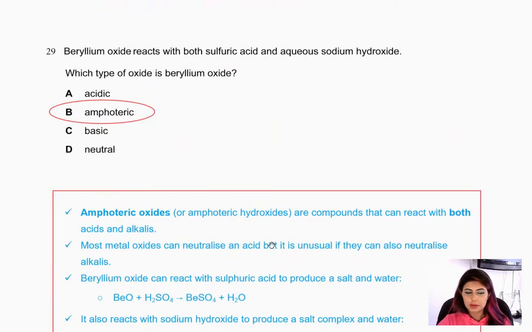29. What is the type of beryllium oxide? It says beryllium oxide reacts with both sulfuric acid and sodium hydroxide. So beryllium oxide is also amphoteric. Okay, so this is another exception. When the exception is not very obvious, they will let you know about it. Like this question is saying beryllium oxide can react with both, so it has to be amphoteric.